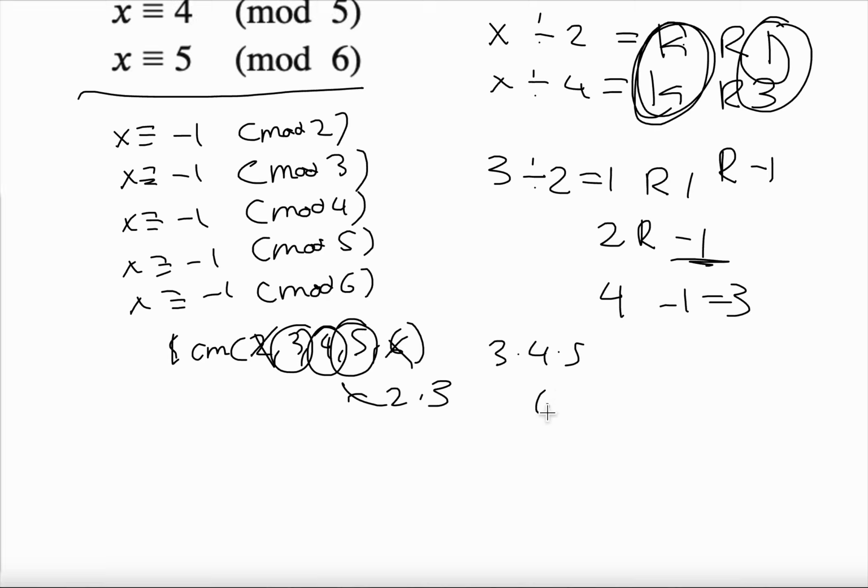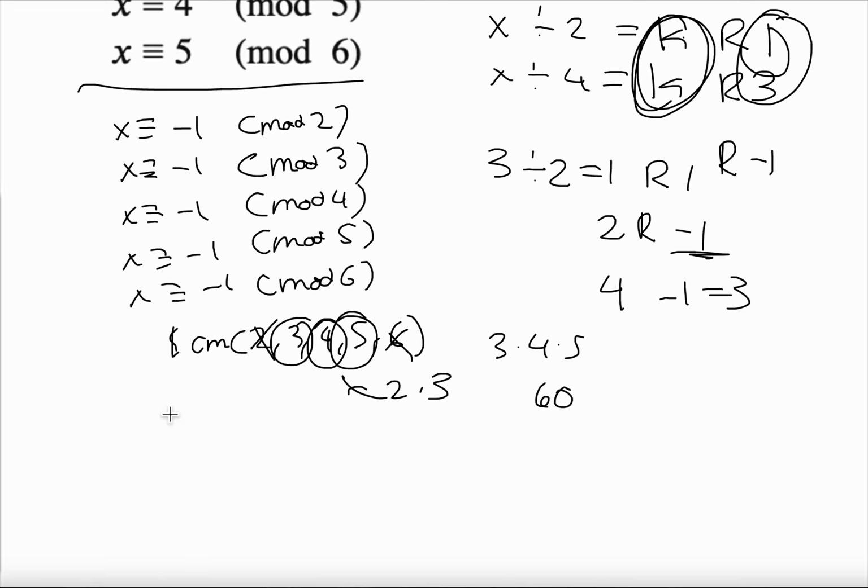which is going to equal 60. And so the right answer here is 60 minus 1 equals 59. 59 is the least integer x such that this is solved. And the reason it's 59 is because we have the LCM, and each one of these is going to have a remainder of minus 1.